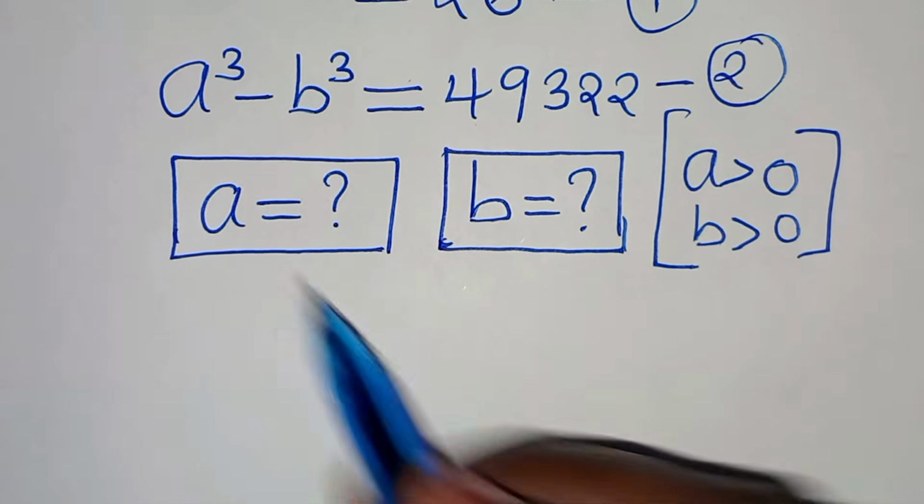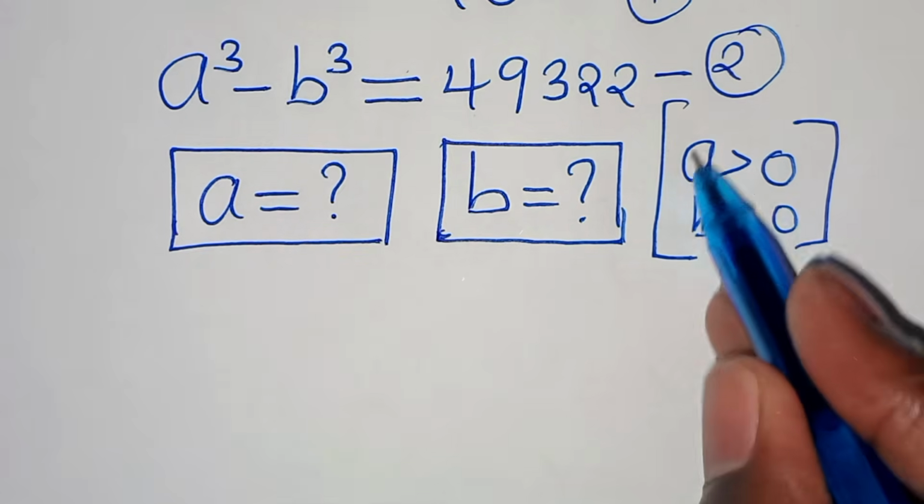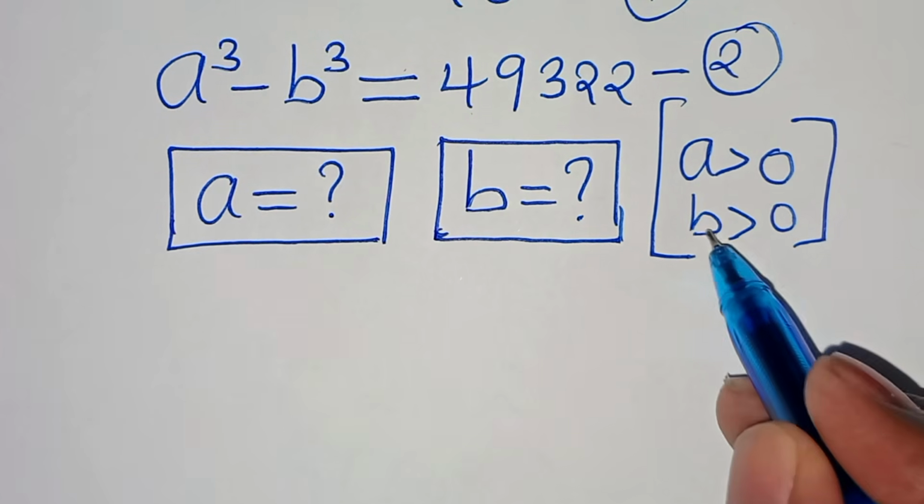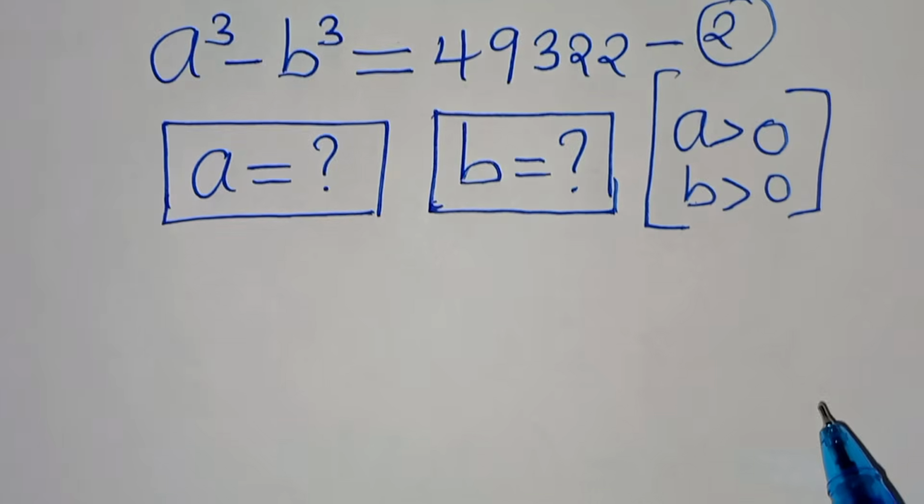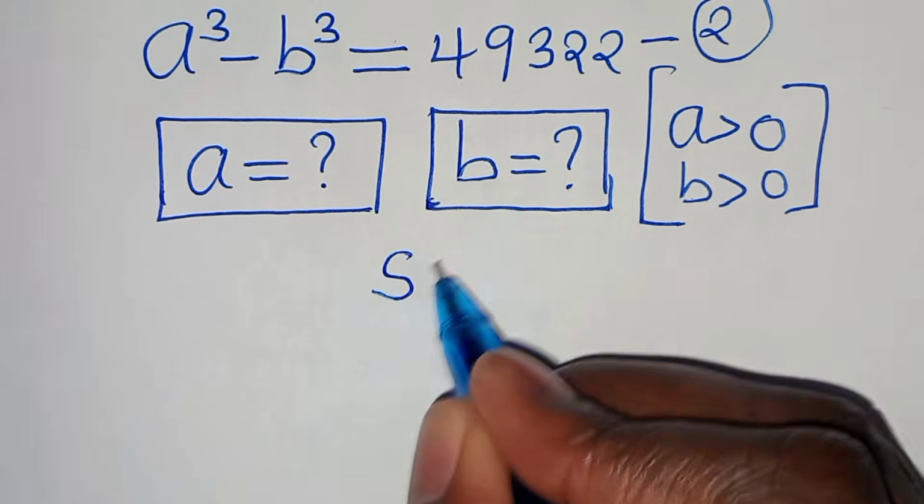So what is the value of a and what is the value of b, given that a is greater than 0 and b is greater than 0? So let's provide a solution from here.